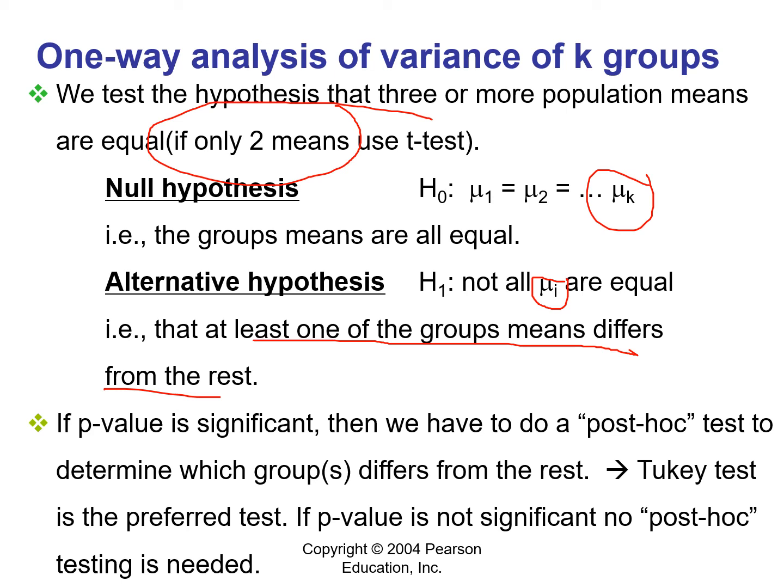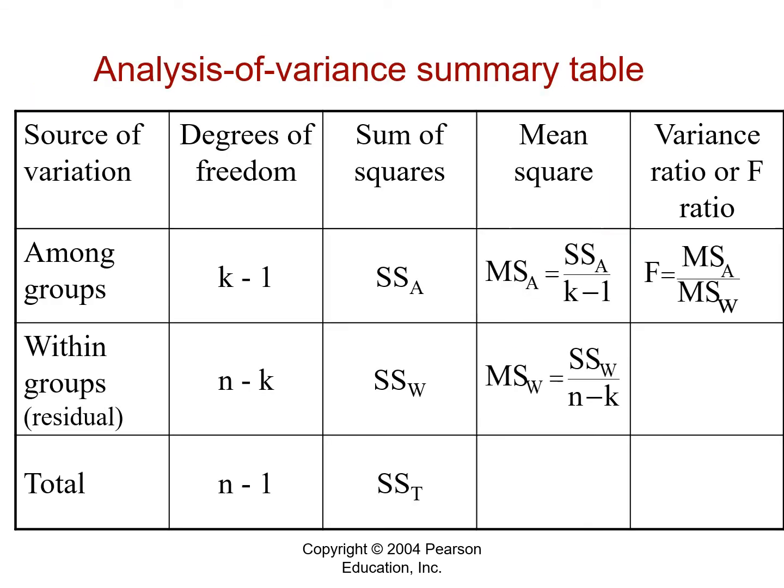If the p-value is less than 0.05, that means if the p-value is significant, then we have to do something called a post hoc test. If we have a significant difference, we use a post hoc test to determine which group differs from the rest. There are many post hoc tests like Tukey and Bonferroni. Anyhow, it will be done using the software.